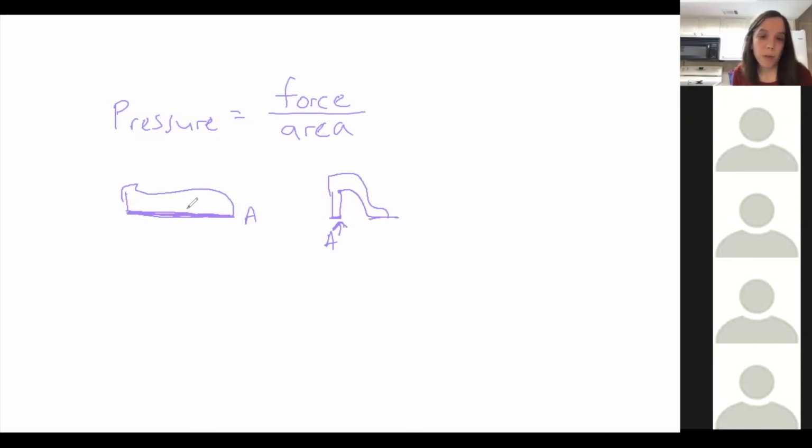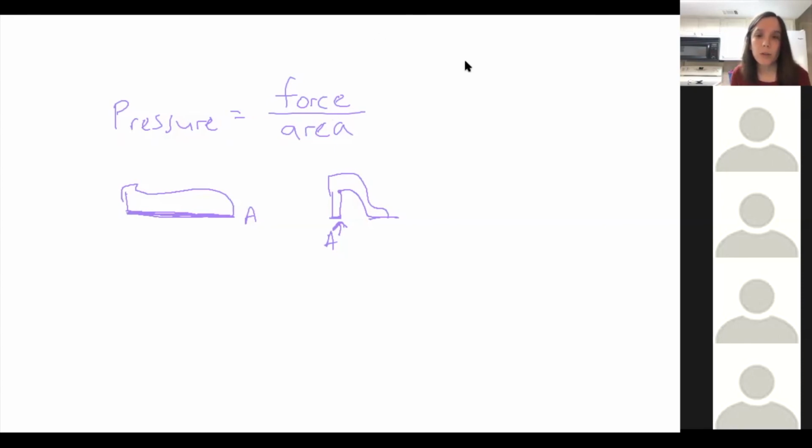It's also why people wear snowshoes. Snowshoes are these huge, they kind of look like, what's the word you use? Tennis rackets. And they're designed to not sink into the snow. So if you increase the area of your foot, then the pressure will decrease. And by decreasing the pressure, you can stay on top of the snow without sinking in. So that's what we think about force and area and pressure.